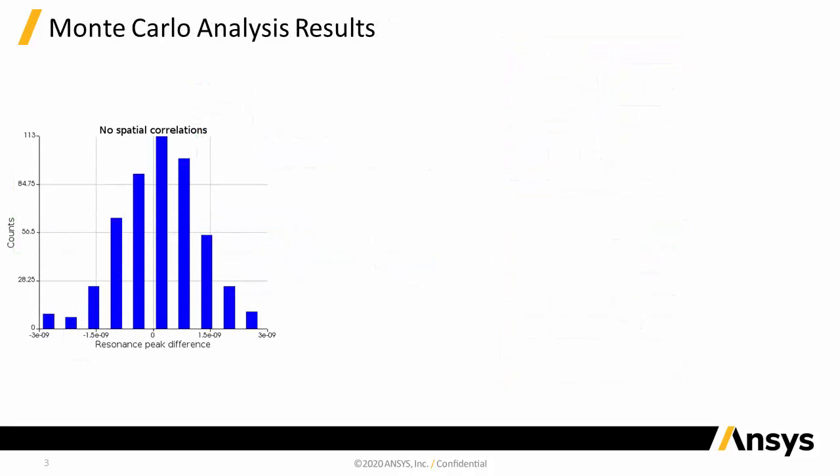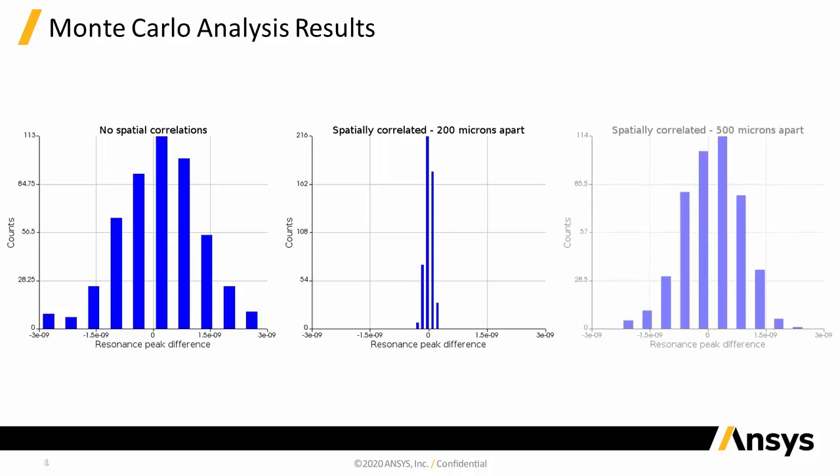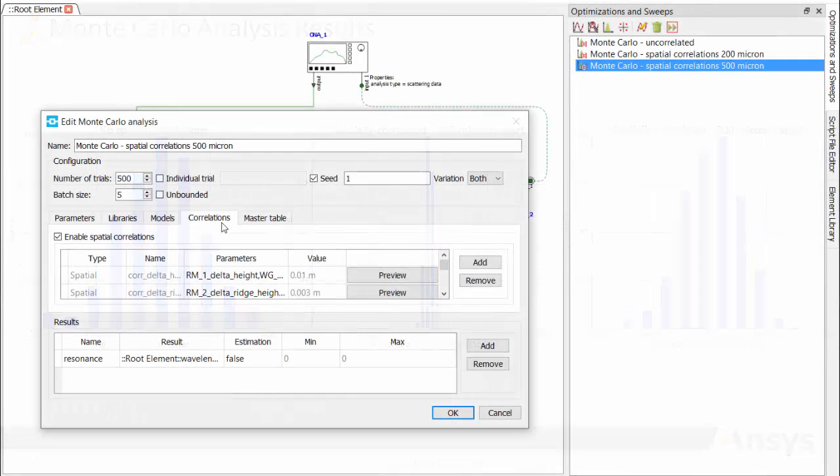With no spatial correlations between the element properties, the resonance peaks vary over a range of around 6 nanometers. If spatial correlations are included, the variation in the peak differences is reduced. If the distance between the rings is increased from 200 microns to 500 microns, the variation in the peak difference increases.